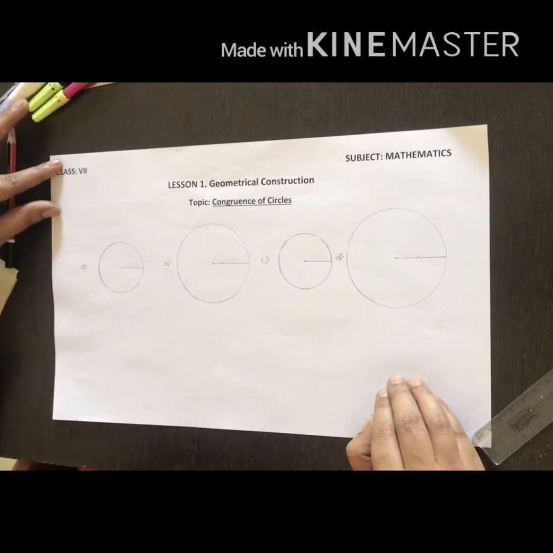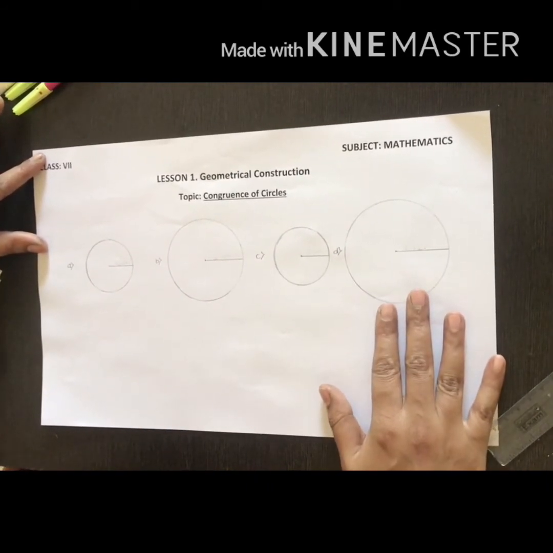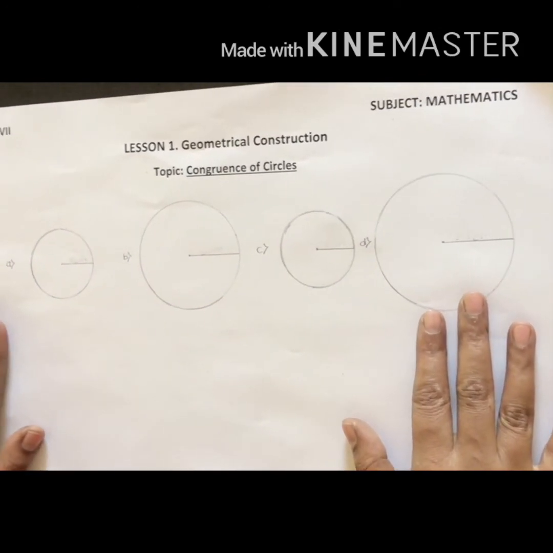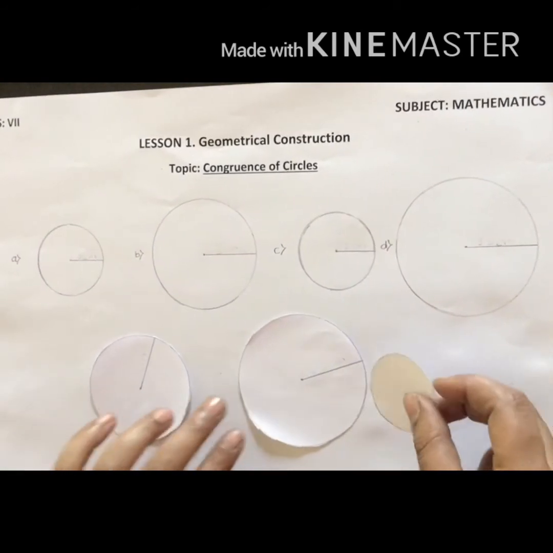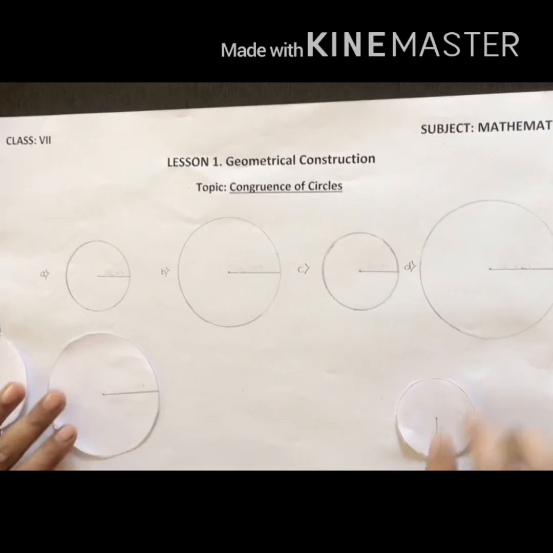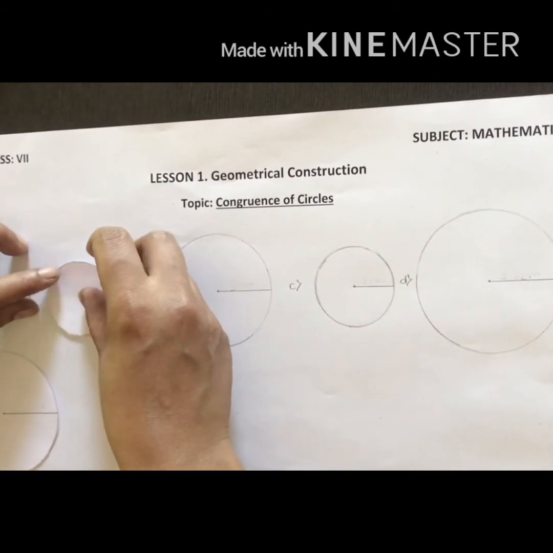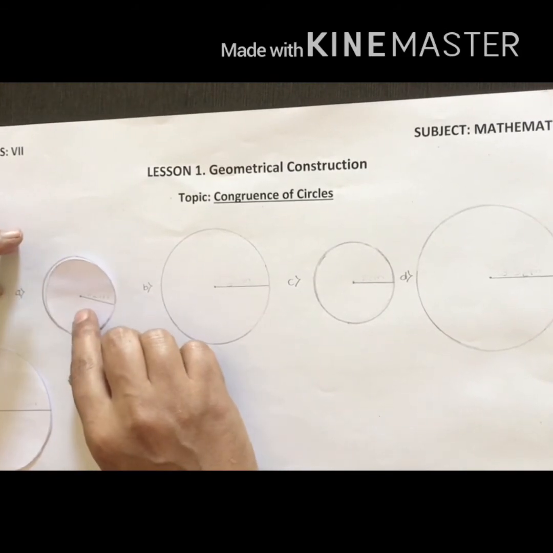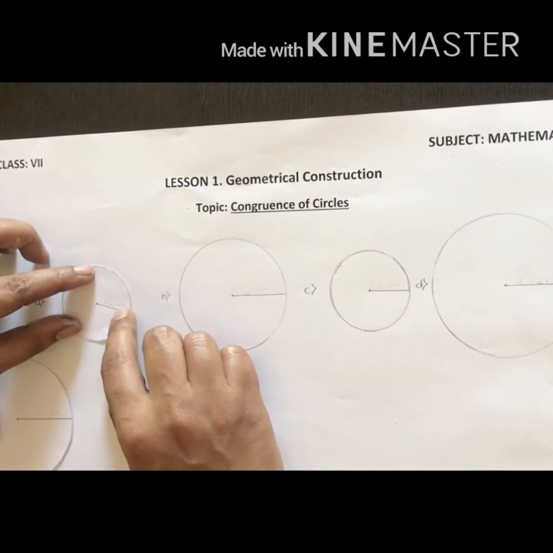Now our next point is congruence of circles. To understand the concept of congruence of circles, let us do one activity. Here I have drawn some circles. Now we have to check whether these circles are congruent to each other or not. For that purpose, I took some cutouts. Now I will check this. First circle: if you observe, this first circle coincides.